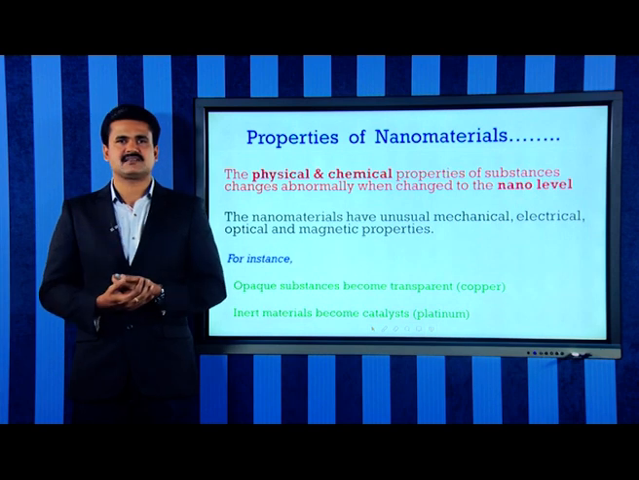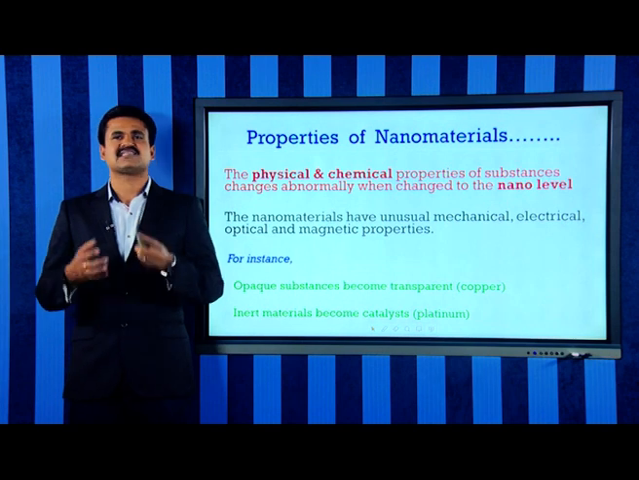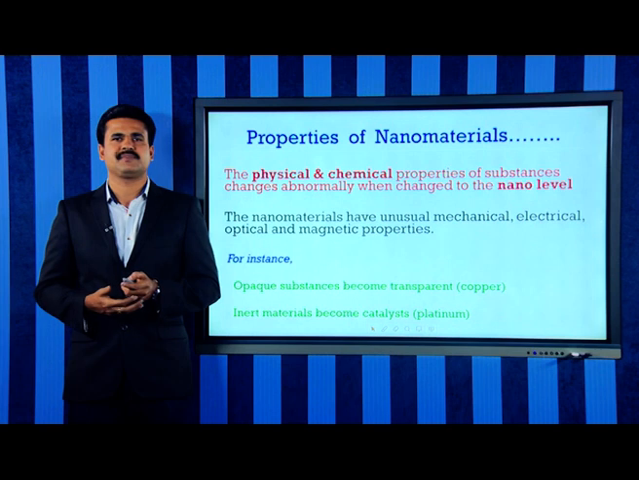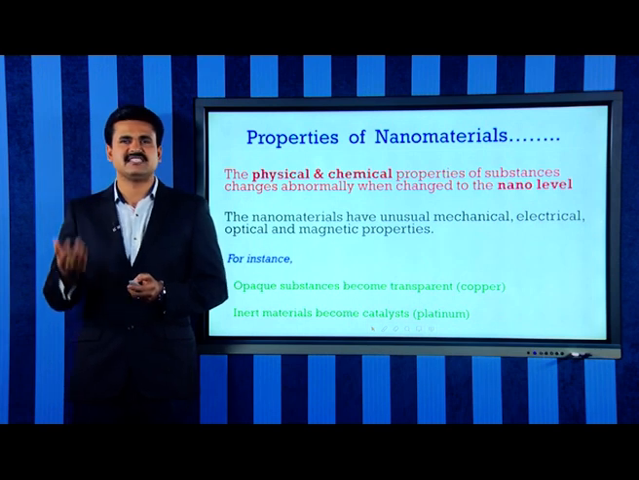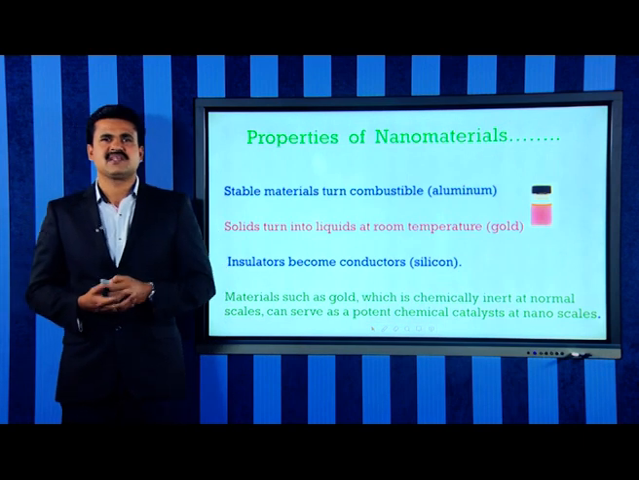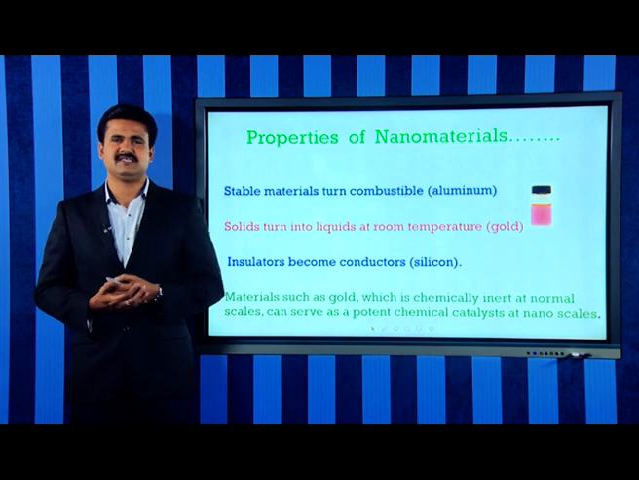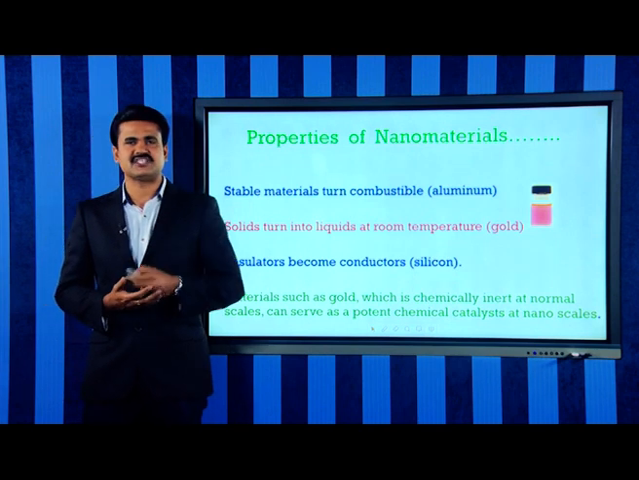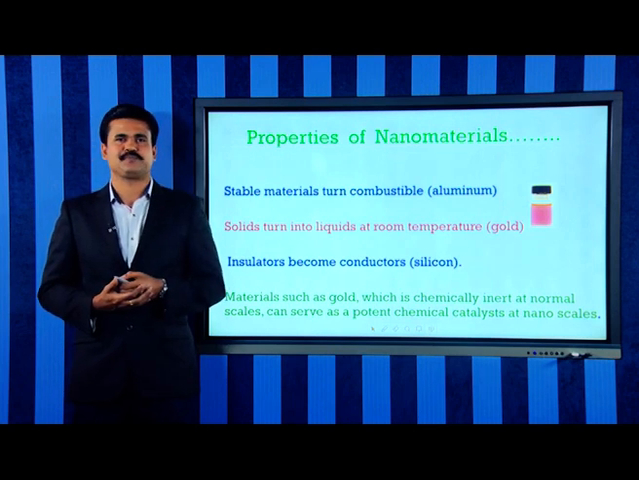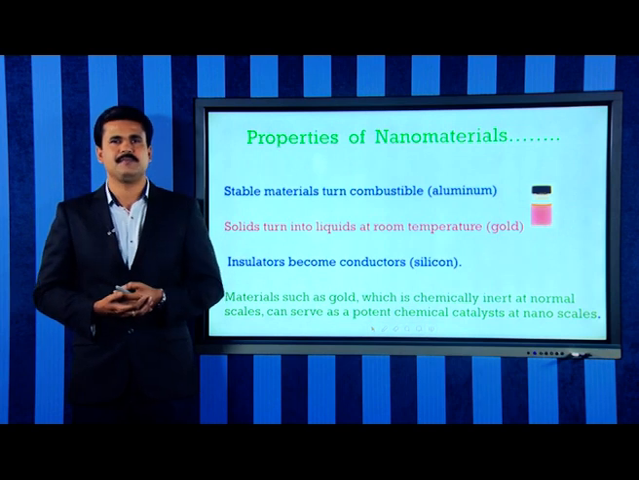Inert materials become combustible. That is another system. Some inert material, when converted to the nano size, will change to combustible. Another case is a stable material may be converted to a combustible material. Aluminium at ordinary condition is almost chemically inert, but in the nano regime it is highly combustible.